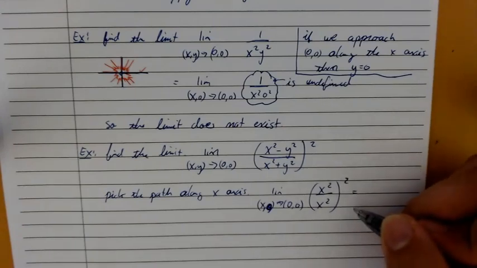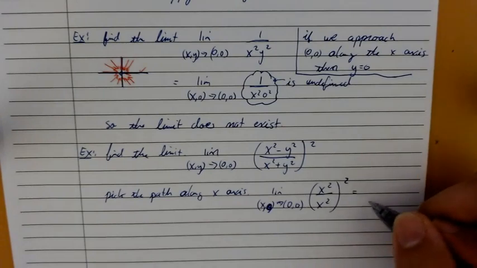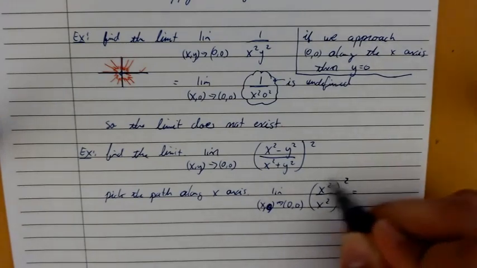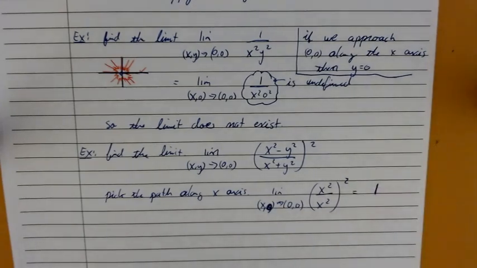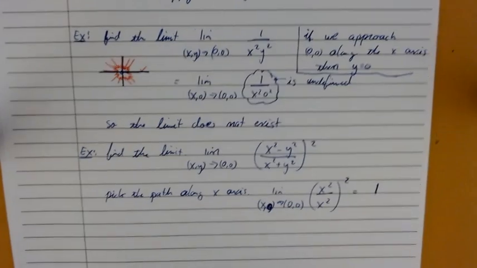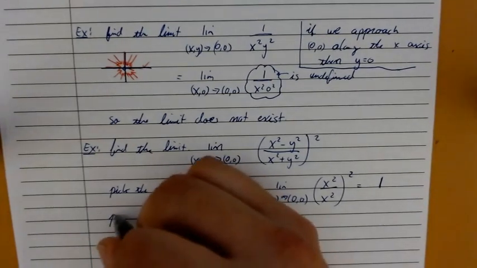Okay, so then that would be just 1, right? Because this whole thing is just the number 1, and the limit of 1 is just 1. It's a constant. Okay. Now, let me pick a different path.